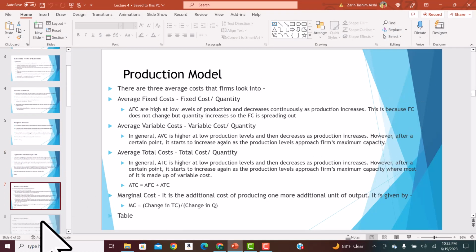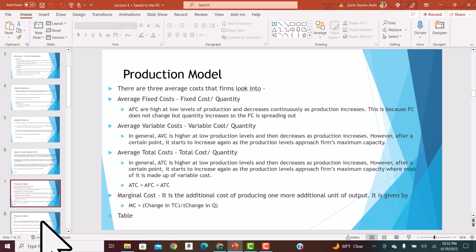Okay. Now we're going to look into the different types of costs. We have to look into the average and the total of the fixed cost, variable cost, and total cost, as well as the marginal cost. These are very important in a business decision.